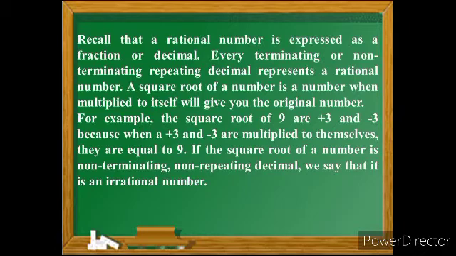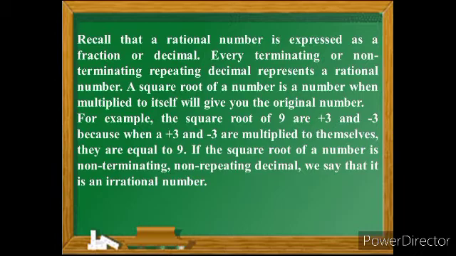So recall that a rational number is expressed as a fraction or a decimal. Every terminating or non-terminating repeating decimal represents a rational number. A square root of a number is a number that, when multiplied by itself, will give you the original number. For example, the square roots of 9 are positive 3 and negative 3, because when positive 3 and negative 3 are multiplied to themselves, they are equal to 9.